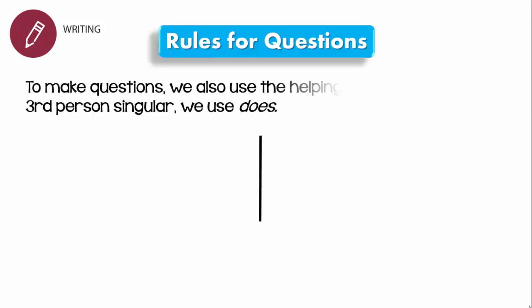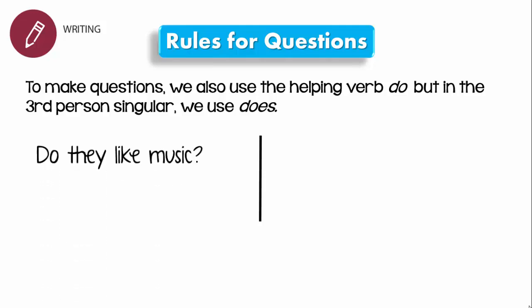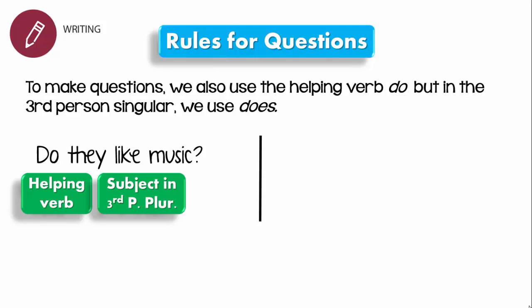Rules for questions. To make questions, we also use the helping verb do, but in the third person singular, we use does. Let's look at an example. Do they like music? Do is a helping verb. They is a subject that is in the third person plural, and like is a verb. As I have a subject in the third person plural, I use do in order to make the question.